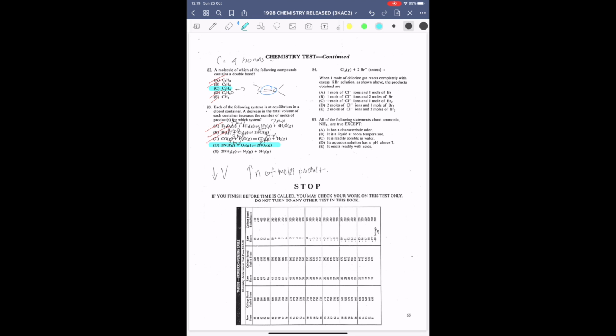So it should be D, because if you have fewer moles on the product side and you decrease the volume, the reaction will shift to the right, or to the product.